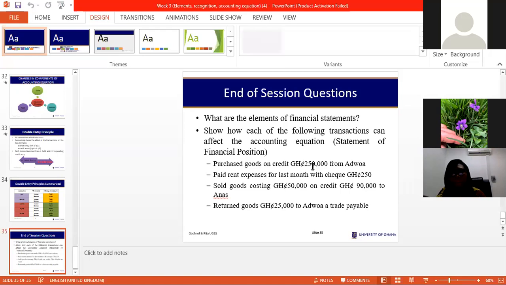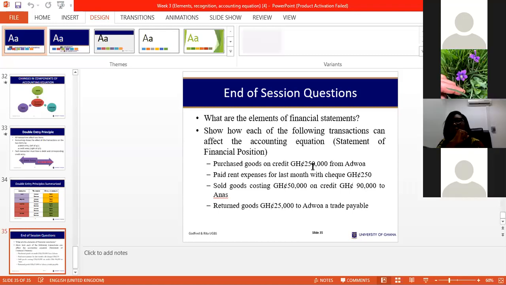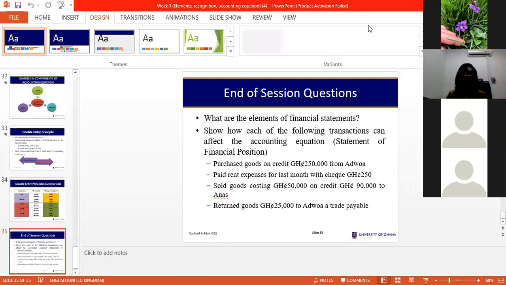Paul? Yes, Paul. Madam, please, can there be a case where only one item is affected? Maybe let's take it, there's a transaction where you took cash from the bank. How does it affect 2 items?